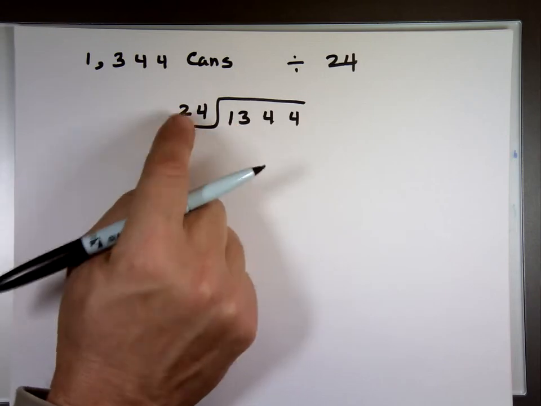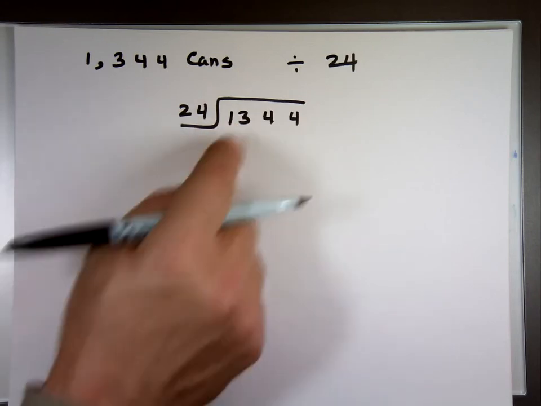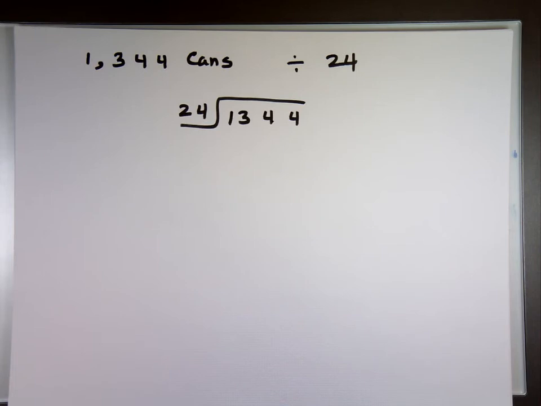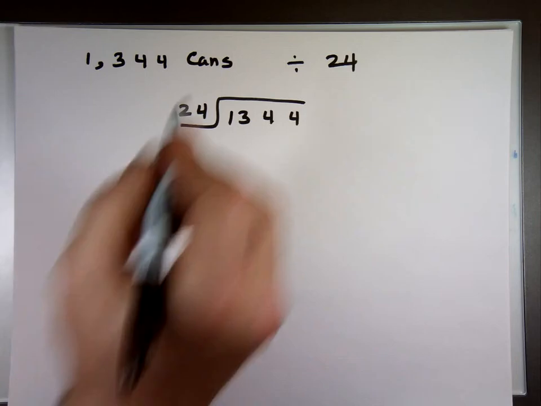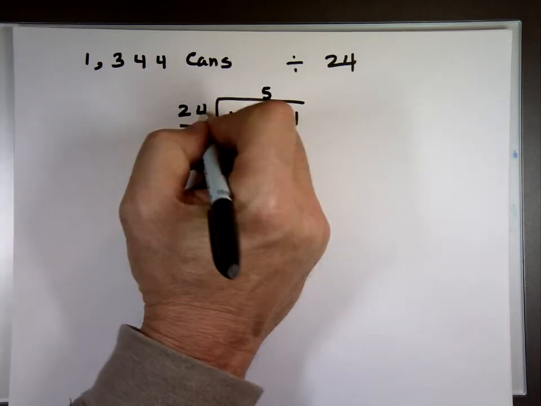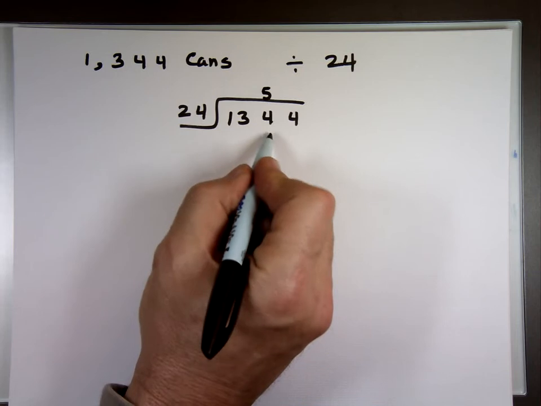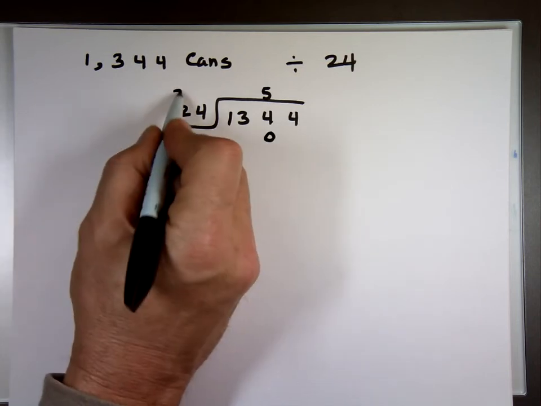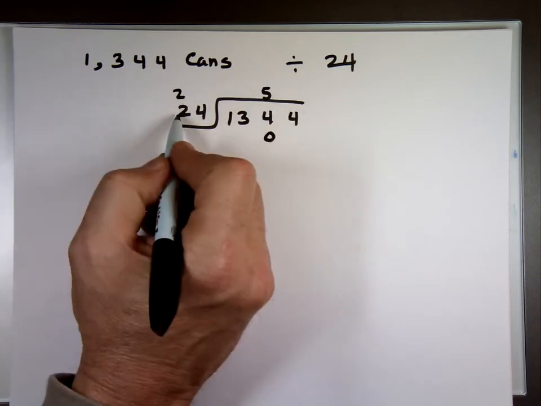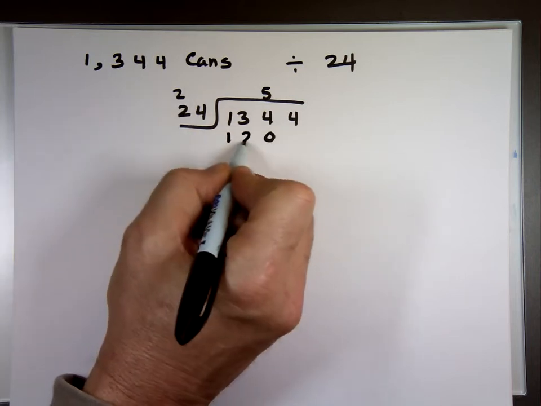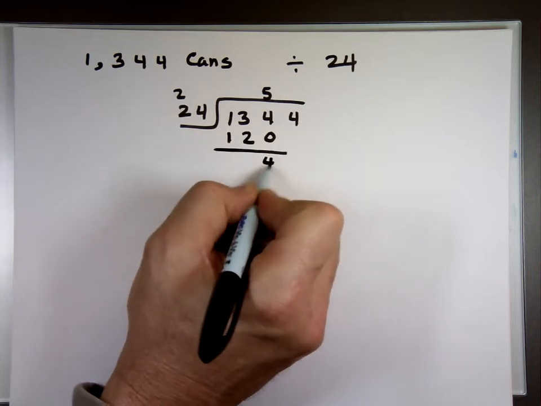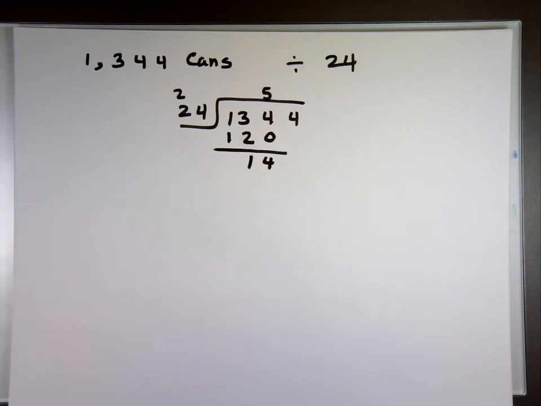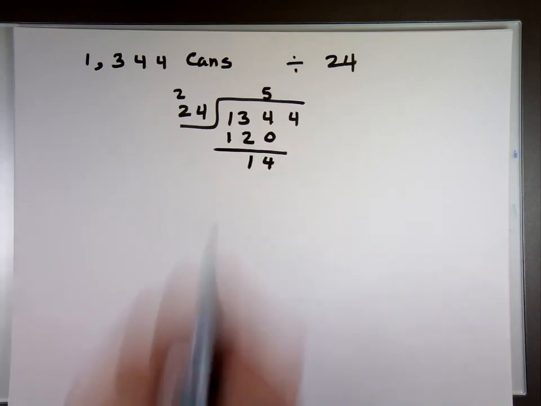Can we divide the 1 by 24? No. How about the 13 by 24? No. 134 by 24. What do you think that is? 5 maybe? Let's try a 5. 5 times 4, 20. 0 carry 2. 5 times 2, 10, that's 12. 120, right? So what's the remainder? 14. Now bring that 4 down.